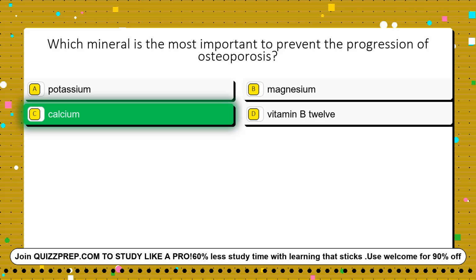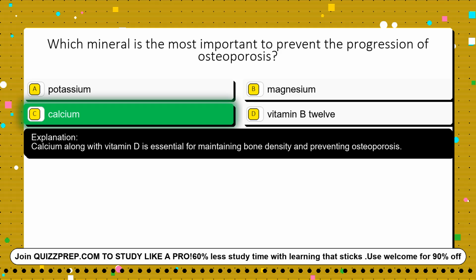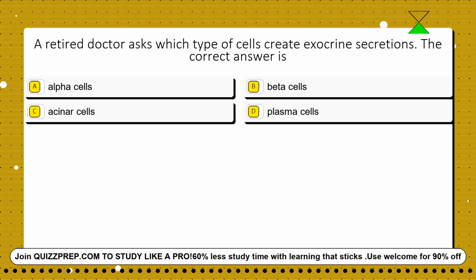The correct answer is option C, calcium. Calcium along with vitamin D is essential for maintaining bone density and preventing osteoporosis. Question 114. A retired doctor asks which type of cells create exocrine secretions.